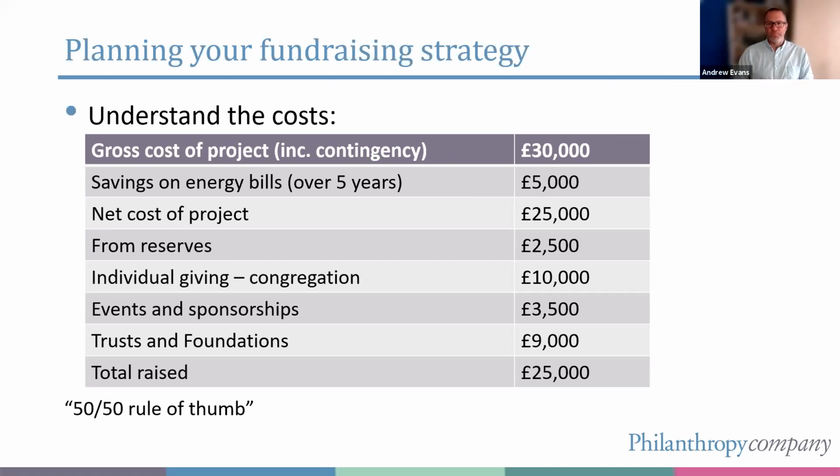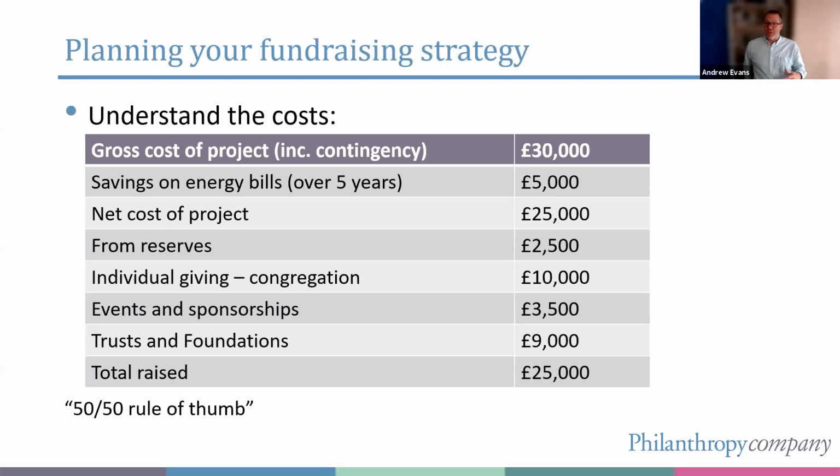So that's our cost. We think we're going to make some savings on the energy bills because of doing that, and over 5 years, that's going to be £5,000. So there's a net cost of this project of £25,000. Now, that's not always the case for environmental projects, but often you will have a gross cost and some savings that will result, because often these environmental projects are about upfront capital investments that then reduce the use of fuels. And then we'll have a net cost of £25,000.